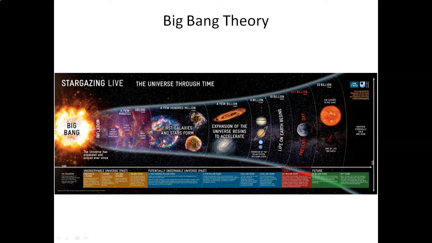And then after about 1 million years, we start to get the formation of galaxies and stars. And then we still have more expansion occurring, and it's expanding at an accelerated rate. And then we have the formation of our solar system about 9 billion years or so. And then we have life on Earth starting to form. Okay? And then at some point in the future, it'll continue to go on. And there are a number of theories as to what will ultimately happen to the universe.